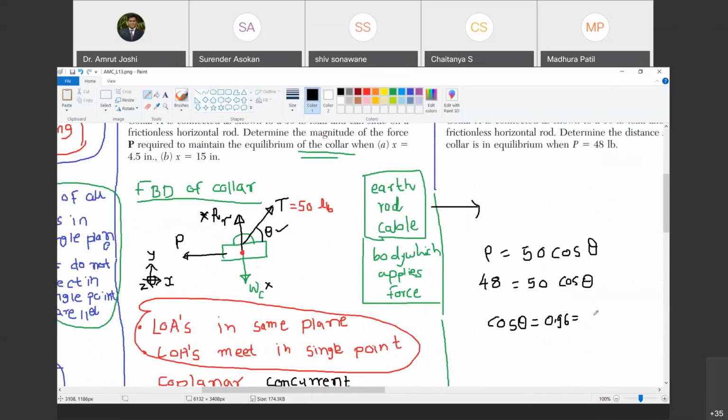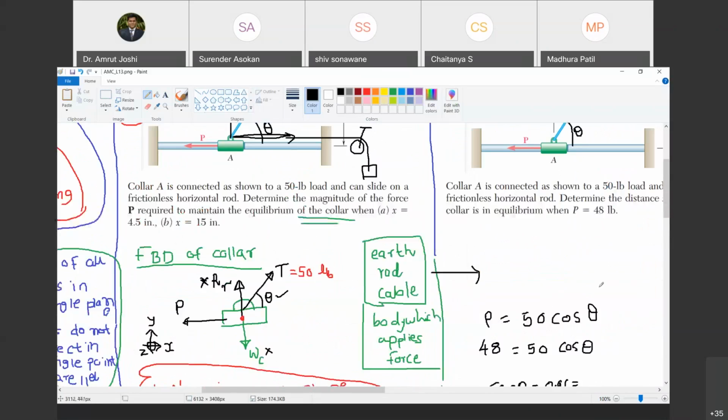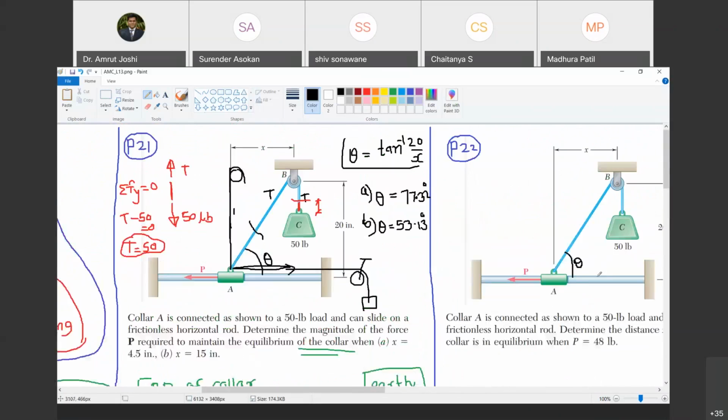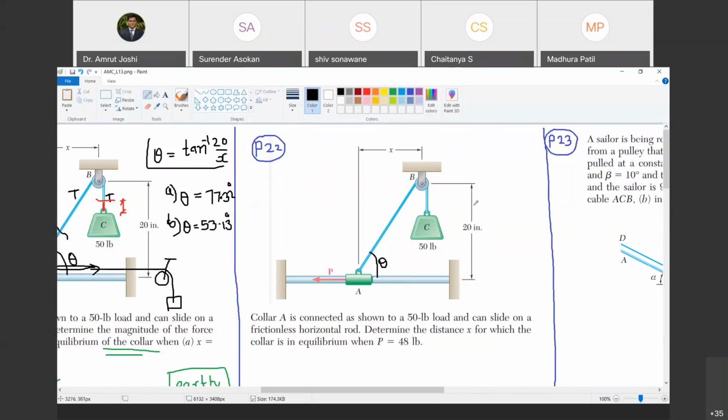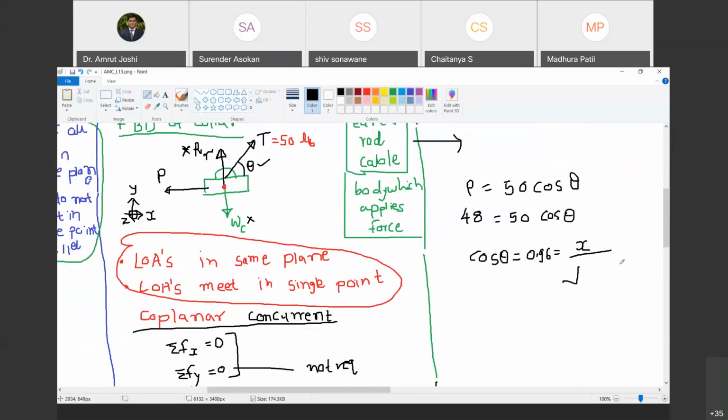Cos theta is adjacent side upon hypotenuse. Do you agree with me? Yes, sir. So ये अगर theta है तो what is the adjacent side? Adjacent side itself is x. And what is a hypotenuse? Square root of x square plus 20 square. Yes, sir. So square root of x square plus 20 square. हो गया. Now solve this and tell me the value of x.